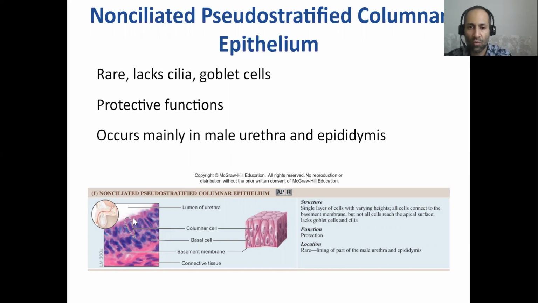The non-ciliated pseudostratified columnar epithelium, this is rare. It's not found too commonly, all right? It's mainly for protective purposes, and it's found mainly in the male urethra and epididymis, so in the male genitourinary system.